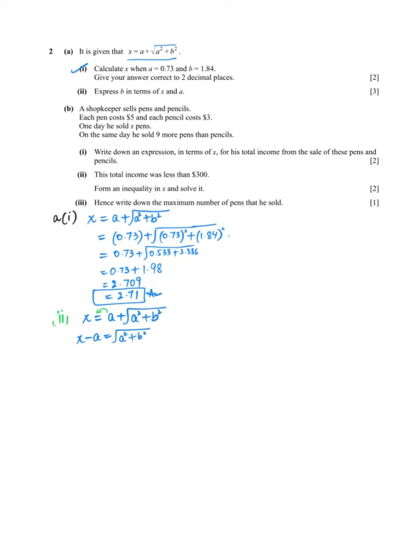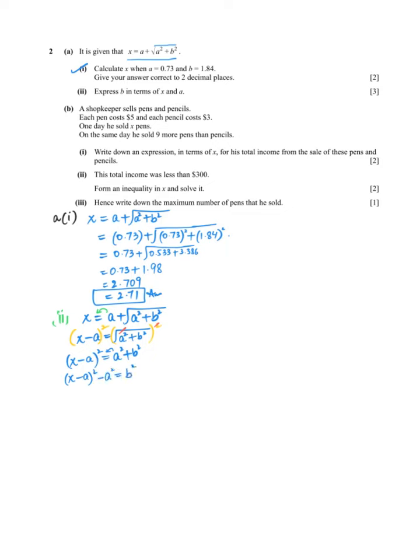Now b is trapped in that under root sign. We need to eliminate it. To eliminate the under root sign, we need to apply squaring on both sides, right? So on my left side it will be x minus a whole square. On my right side, the square and root sign cancel, and the leftover part is a square plus b square. Since we need to make b square the subject, it will be x minus a whole square. This a square, when you shift it to the left side, will be negative a square is equal to b square.